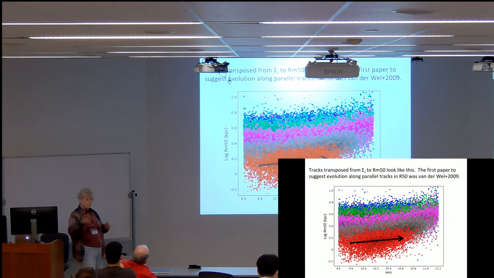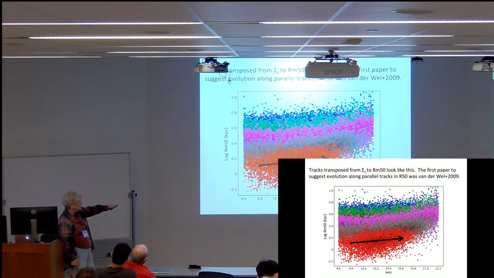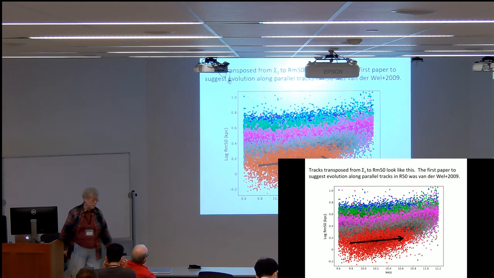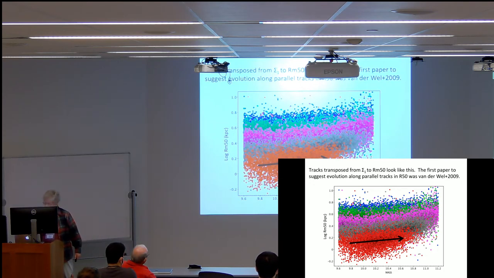And here are the tracks that I just showed you, reprojected using the 50% half-mass radius instead of sigma 1. You can see that the tracks are basically horizontal, and objects would evolve almost horizontally. I think the first paper that said galaxies evolve along basically horizontal tracks in this space was a paper by Arjun. And I think, Frank, you're also on the paper, if I recall, back in 2009. So these are not thoughts that are that new.